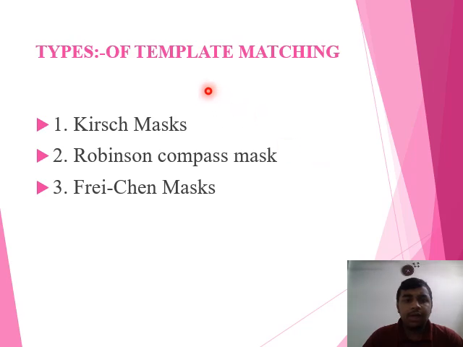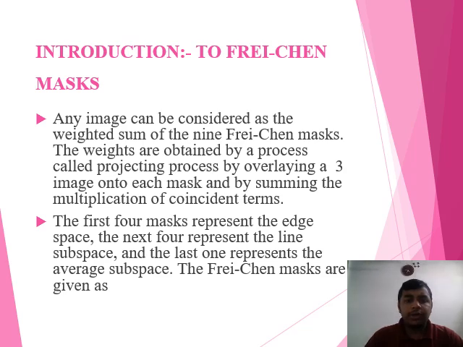There are three types of template matching algorithm. First one is the Kirsch mask, then the second one is the Robinson compass mask, and the third one is the Frei-Chen mask. These are the three different template matching mask categories, from which we are going to learn about the Frei-Chen mask. So, introduction to Frei-Chen mask.